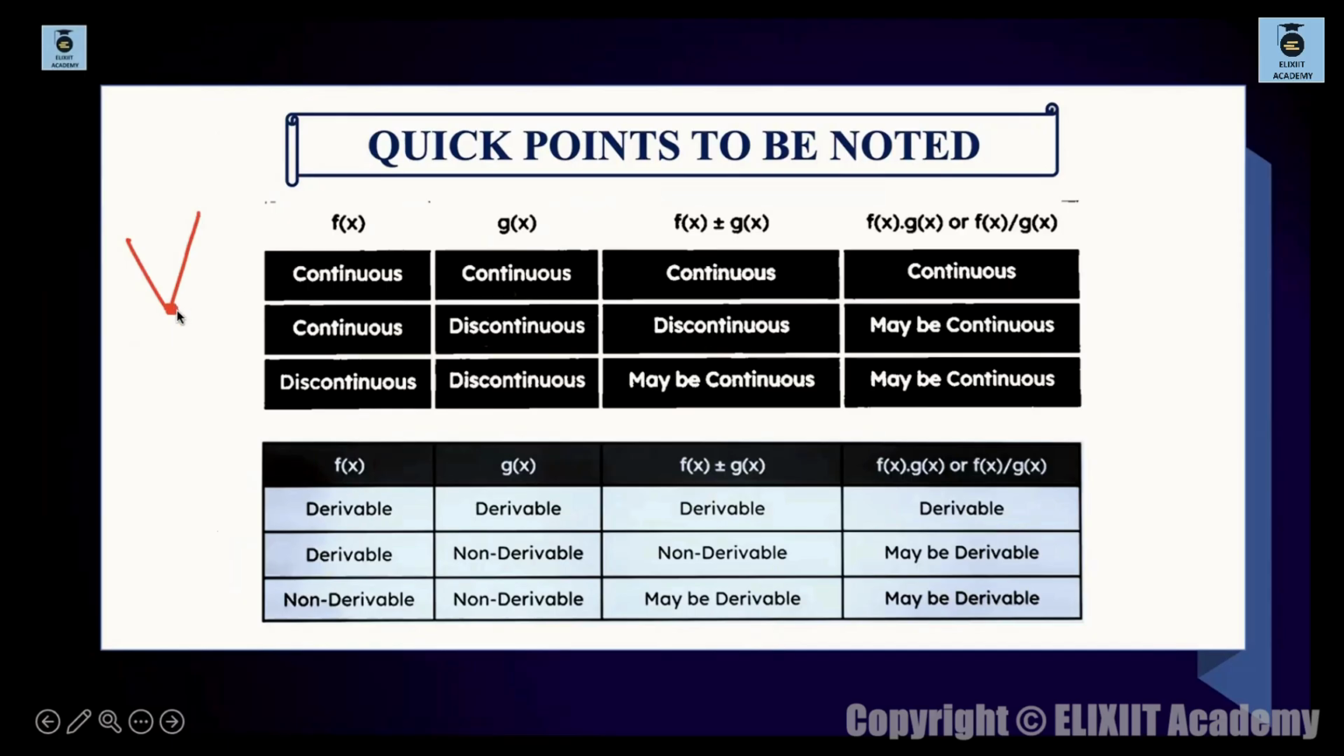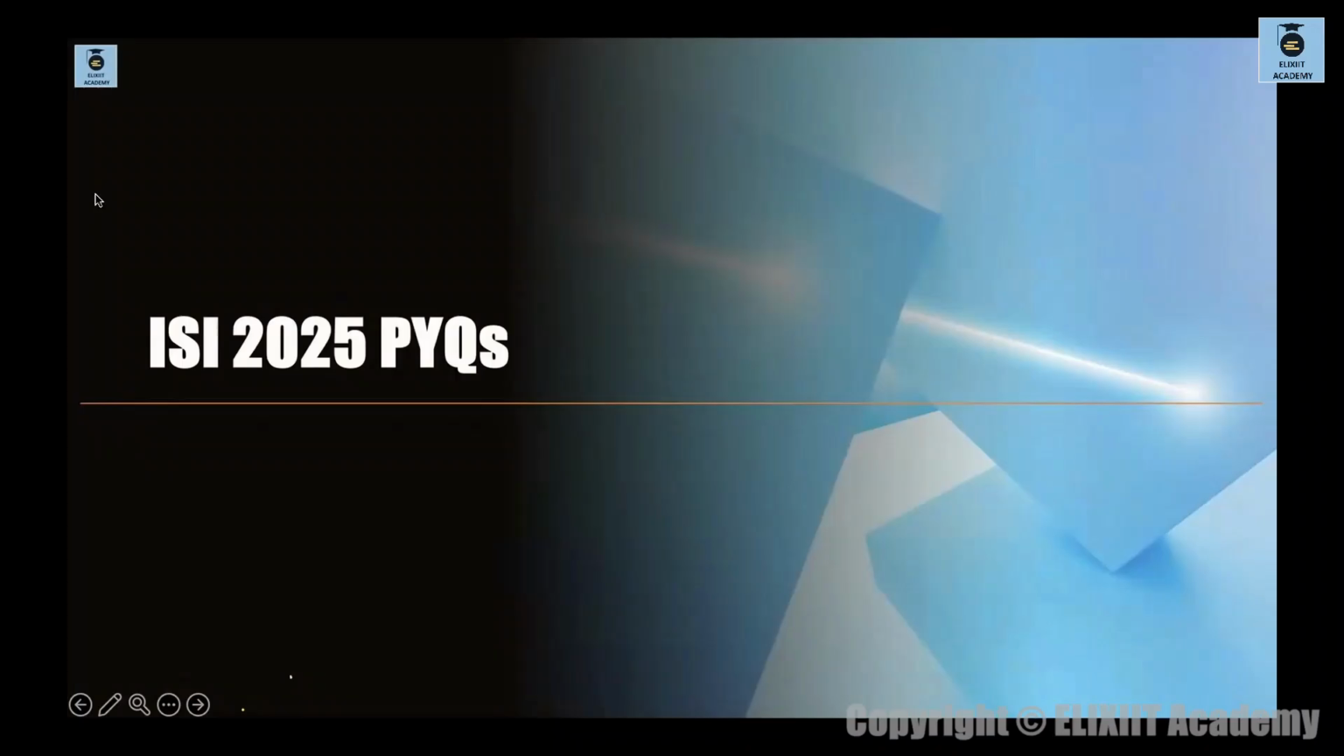It may be continuous at the sharp corners, but the function is not differentiable at sharp turns. So these are some fundamental things which should be known to you. Now the rest of the things we'll see with the help of the questions. Let us start with the questions directly. Okay, so we start with the 2025's PYQ first.